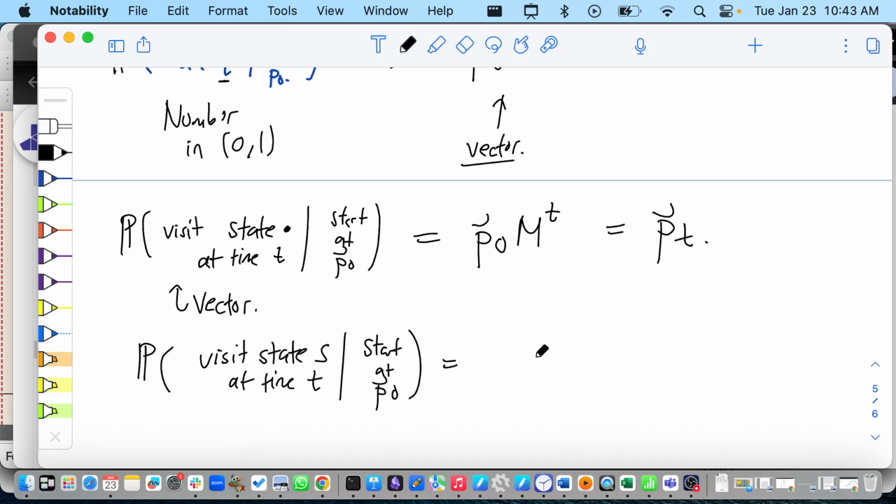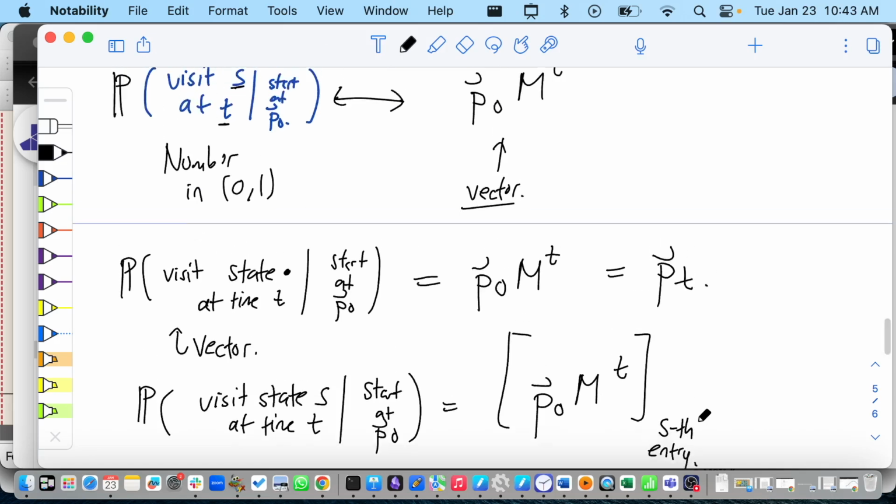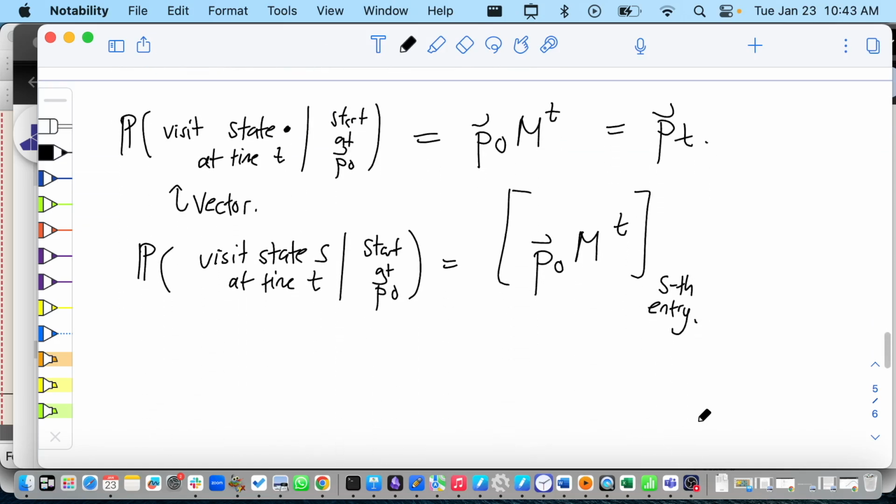You could say it's p0 m to the power t, and then you could say take the s-th entry, like so. Okay, so you can take the s entry. Sometimes people will just write an s. Another way you can take the s entry of a row vector is to multiply by a column vector, m t, and then you could do 0, 0, 0, 1, 0, 0, 0, 0. So there's exactly one 1, and that is in the s entry.